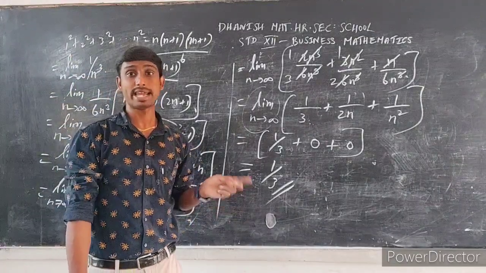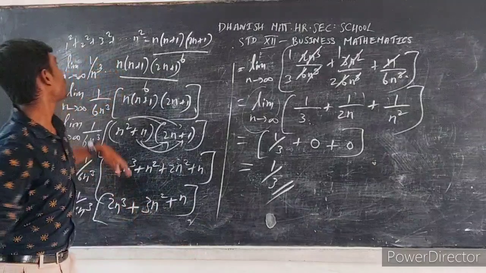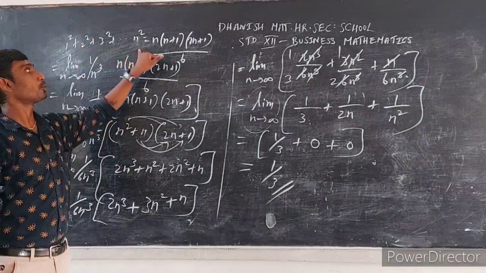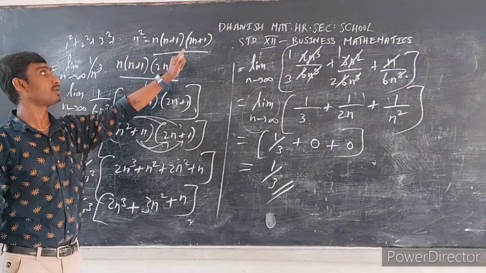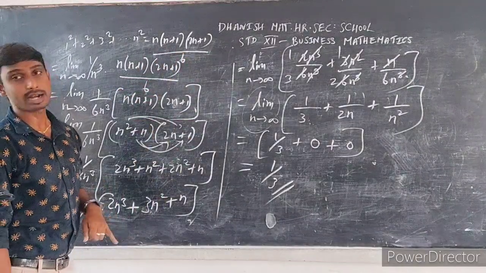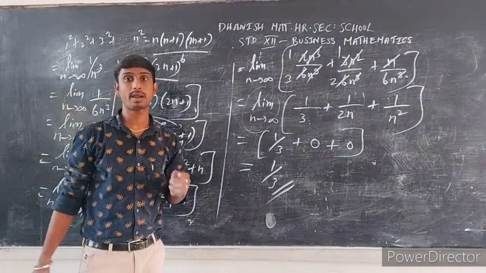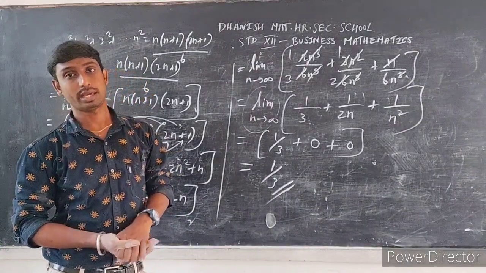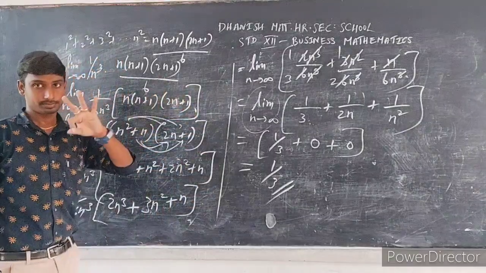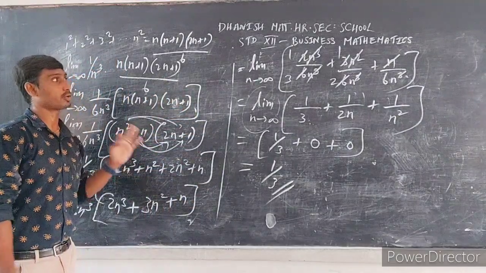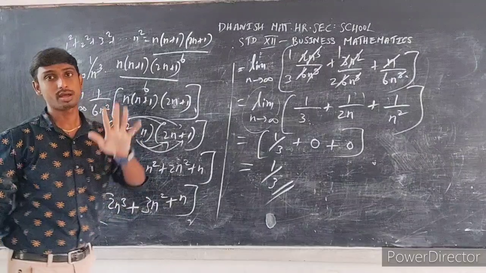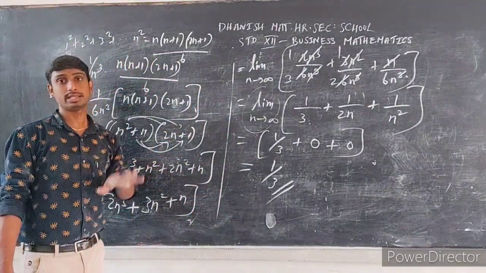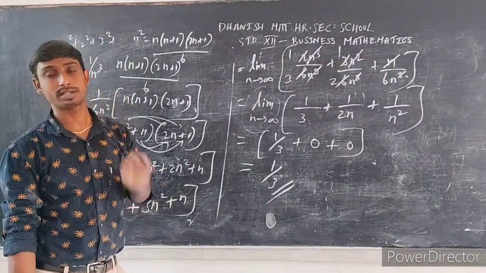In case of summation of n square, what is the formula? 1 square plus 2 square plus 3 square up to n square is n into n plus 1 into 2n plus 1 divided by 6. Summation of n cube formula is n into n plus 1 divided by 2, whole square. Okay, so these three formulas we are going to apply in this one. These steps are totally 4 or 5 steps only. In all the steps we are using this same format, same formula only.